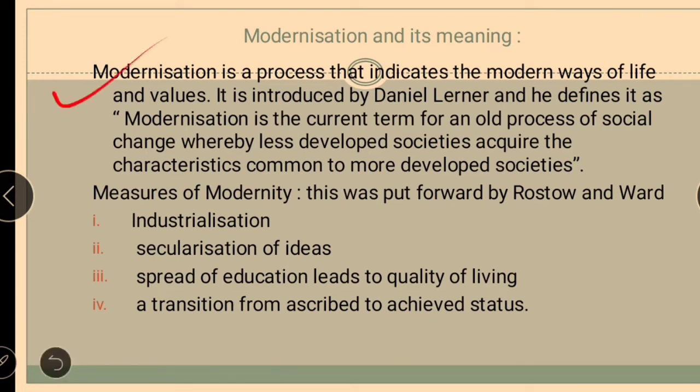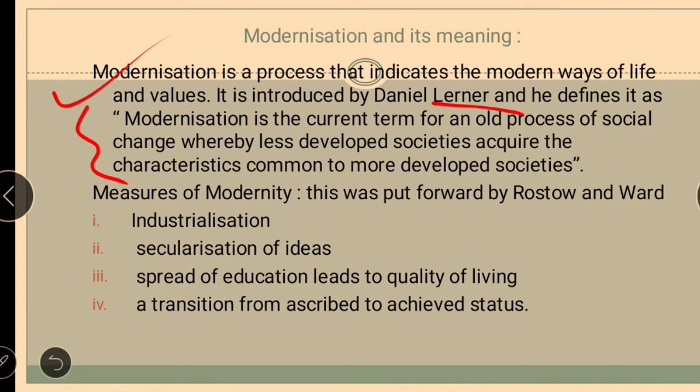Yeah. So as we know, modernization is a process that indicates modern ways of life and value. This is basically introduced by Daniel Lerner and it is defined as this. Kindly go through it. This concept is mostly criticized by Srinivas and he said it is a value loaded term.